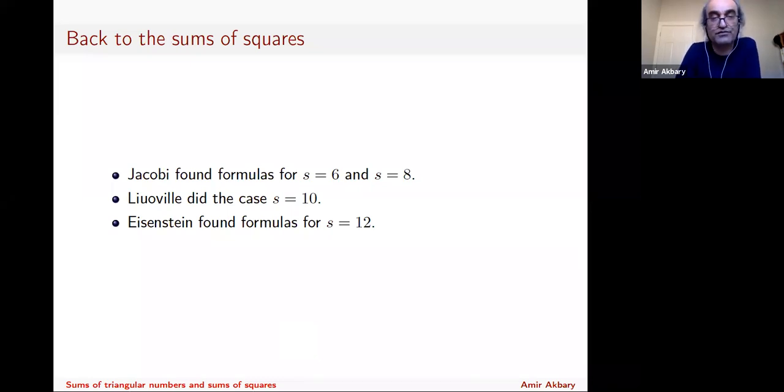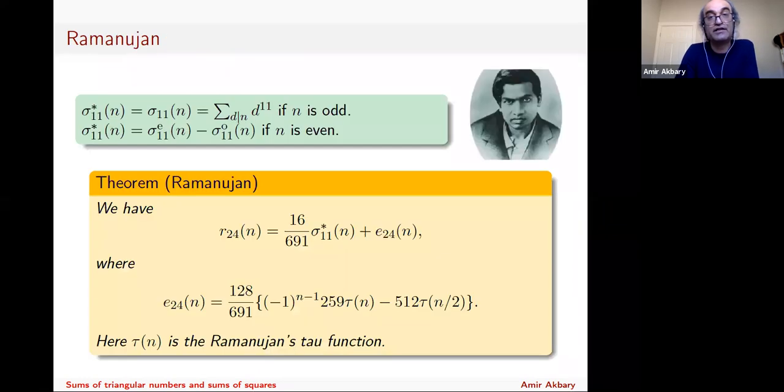So Jacobi also found formulas for 6 and 8, and you will find the formula for 10. Eisenstein found it for 12. The formula actually gets more complicated when S grows. Also, there were some formulas for the case of S odd, but they were not as easy as the case of even. So what was the next major result? The next major result was due to Ramanujan about 100 years ago. He considered the case of S equal to 24.